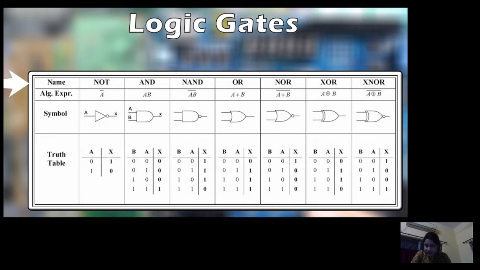Now see the AND gate. The symbol looks like this. It's just like the shape of D. A and B are two inputs. That means in NOT gate, there will be a single input. But in all the other gates, there can be more than two inputs. And here I am showing with only two inputs. Now see if A and B are the inputs and X is the output. This AND gate performs logical multiplication.